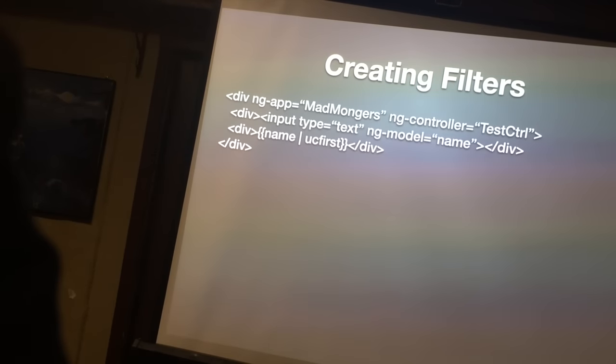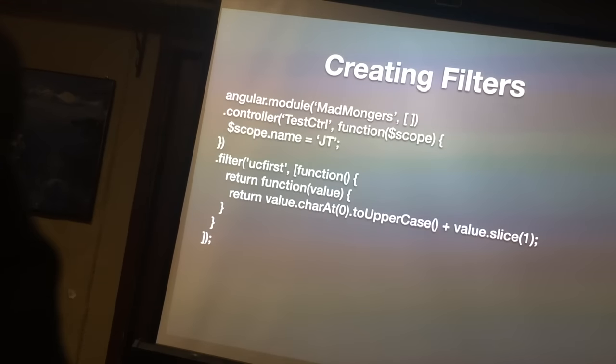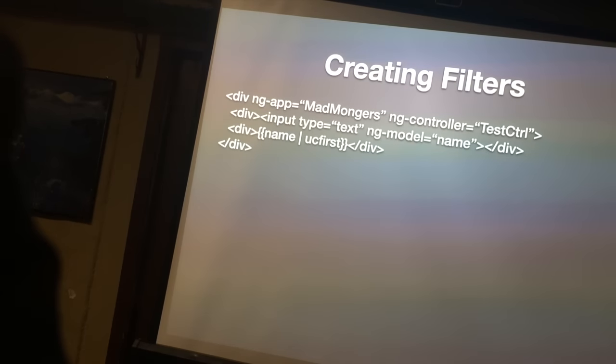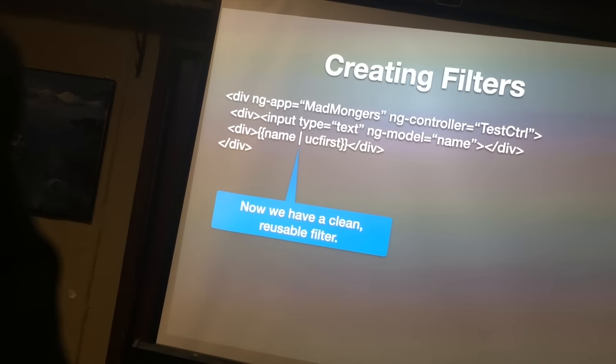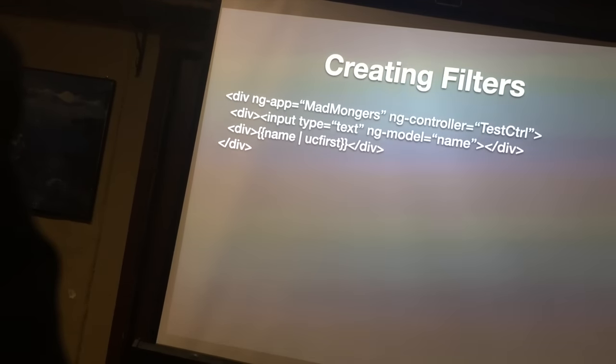So going back to our code here. Actually, I'll back up one. So we have our UC first filter, and then over here we have our UC first filter. That's the lineup with everything. Does that make sense? Yep. So we've created a filter, and now we can use it, and you get what's going to happen, right? I don't need to demo that. So it's very simple, very straightforward.